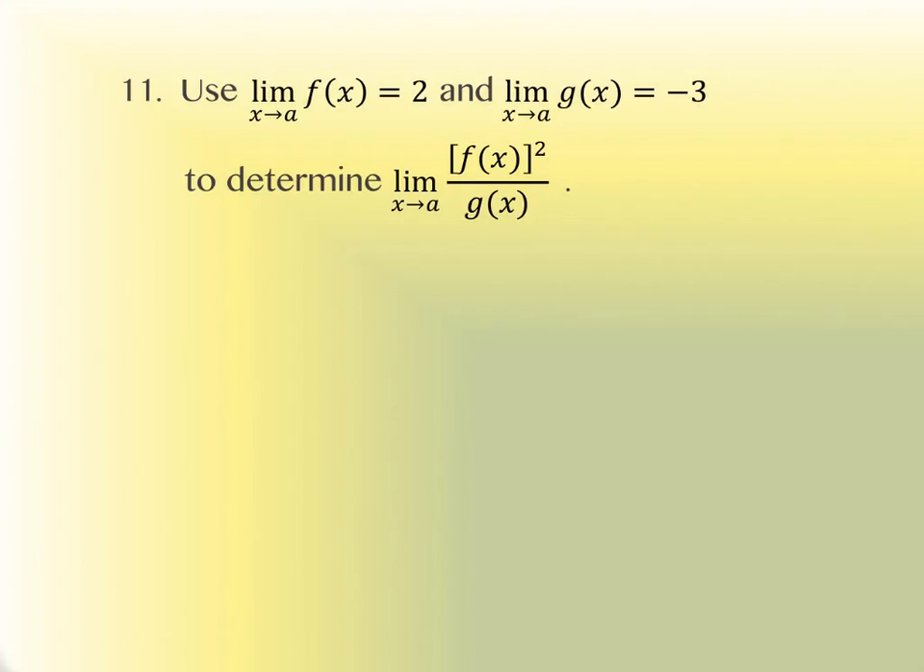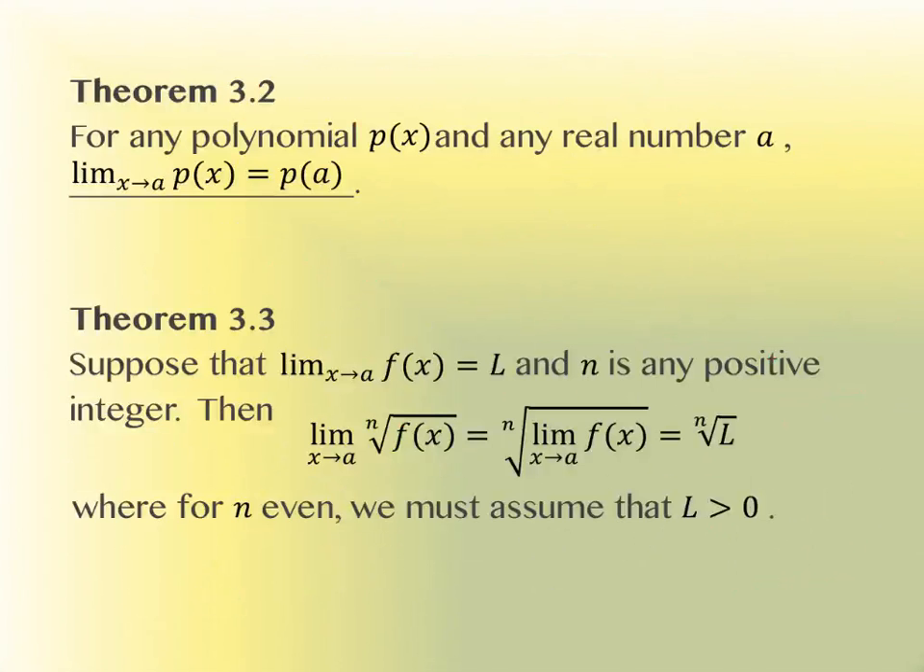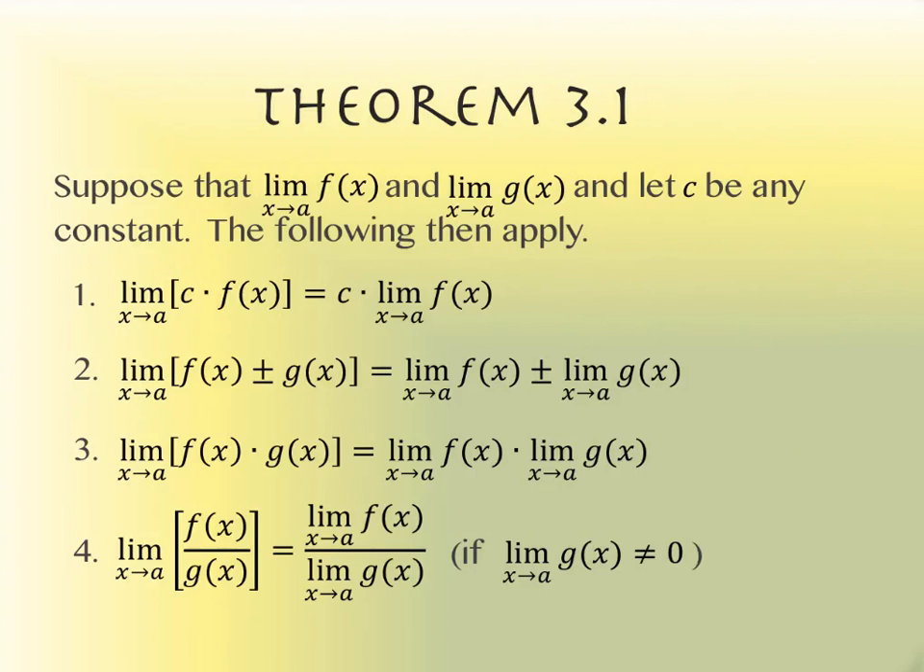And the question is, what is the limit as x approaches a of f of x squared over g of x? So you may recognize what to do, but I also want you to recognize how to write it properly to justify that what you're doing is correct. What I want to see when you do this is to recognize that you've got a product on top, this is f of x times f of x, and a quotient on bottom, g of x. You have from theorem 3.1, the third one and the fourth one.